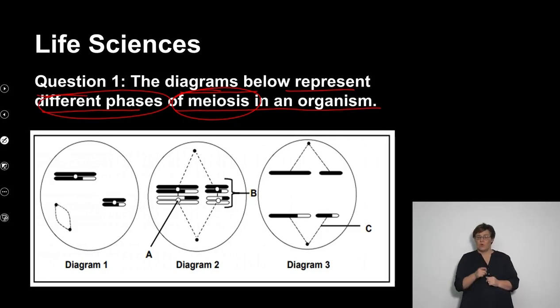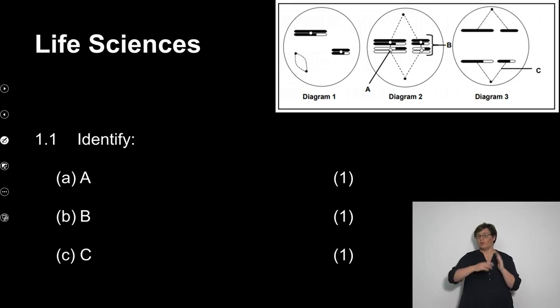So here we're finding there are 3 diagrams that have been given to you, each with a unique representation of what is happening in these cells. Let's read further into the question. The first part of the question requires us to identify A.